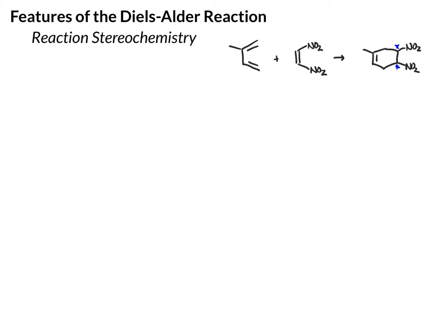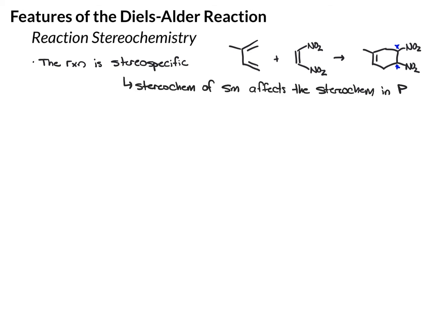So the first thing to keep in mind is that the Diels-Alder reaction is stereospecific. That's just a fancy term to say the stereochemistry in the starting material affects the stereochemistry in the products. Now, at first glance, you may look at these starting materials and ask, what stereochemistry? But remember that cis and trans double bonds are also a form of stereochemistry. In this reaction, cis groups on the dienophile end up cis, trans groups on the dienophile end up trans.